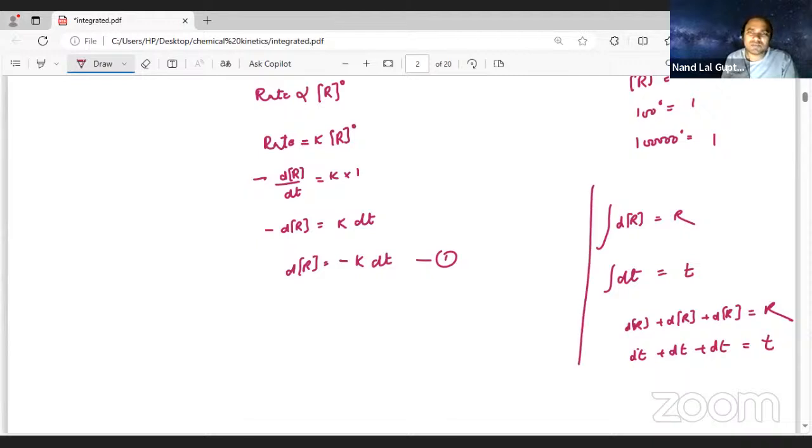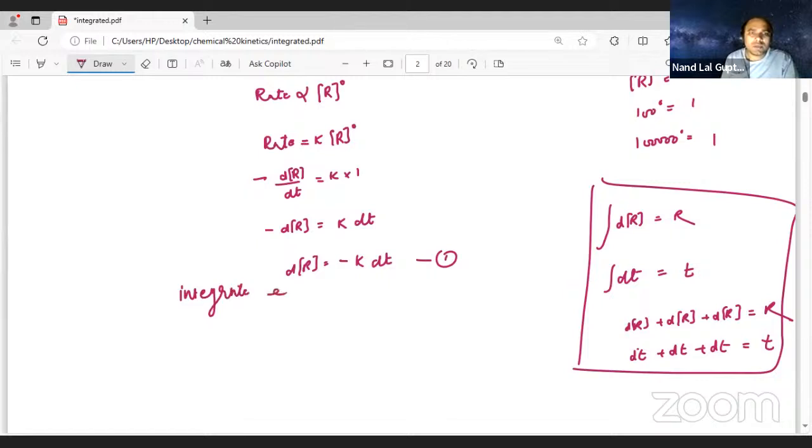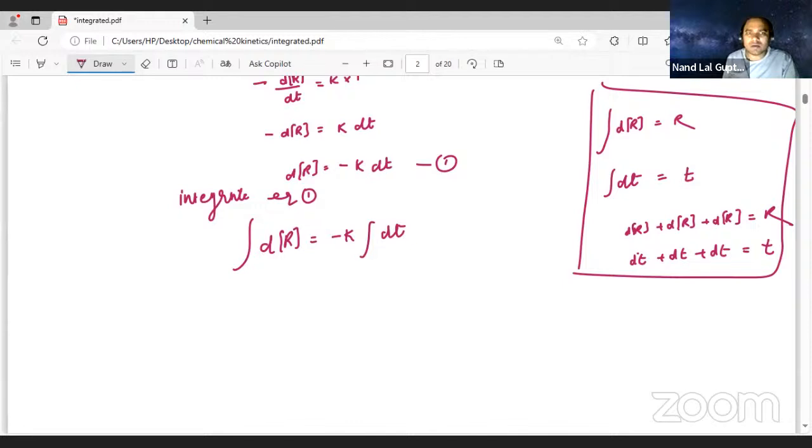This is the rule you must be knowing. I don't know whether you know or not. So integrate equation 1. What will be there? Integration symbol dR equal to minus k, the constant cannot be integrated, so it will give the same value, dt. So the term you are going to get here is R is equal to minus kt plus I. When you remove the integration symbol, the integration constant comes. This is the integration constant.